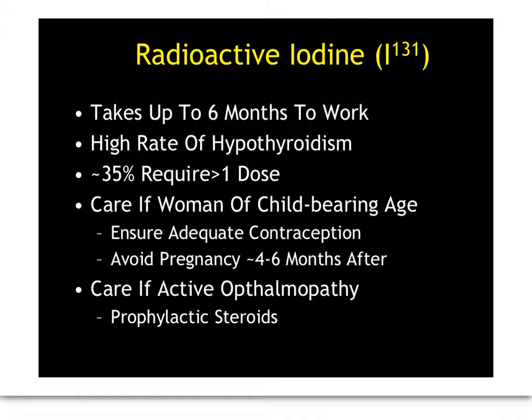A problem with radioactive iodine is that after you've had it, you have to wait a very long time to work out whether it's helped you or not. 4 months, up to 6 months perhaps. And when it does work, it can work too well, and it can lead to hypothyroidism. When it doesn't work, you require multiple doses, and about a third of people will require 2 or more doses.